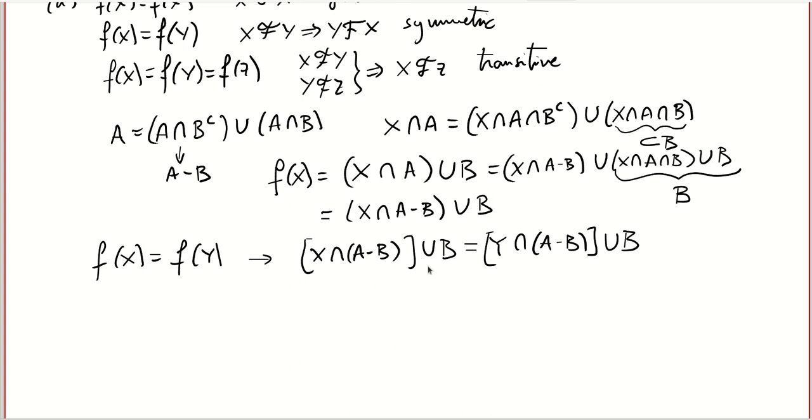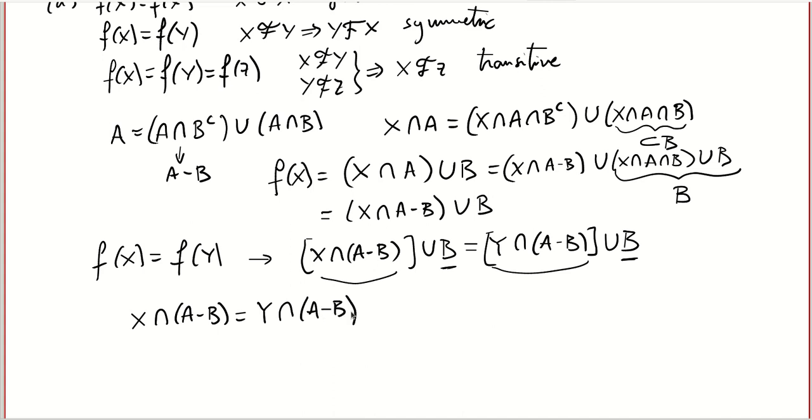However, this part here is the same in both sides, and this part here is part of the complementary of B. It's outside B, right? So for these two things to be equal, only this part needs to be equal. So if this is equal to this, then the whole expression is equal. So the equality reduces to this: x intersection with A minus B equal to y intersection with A minus B.